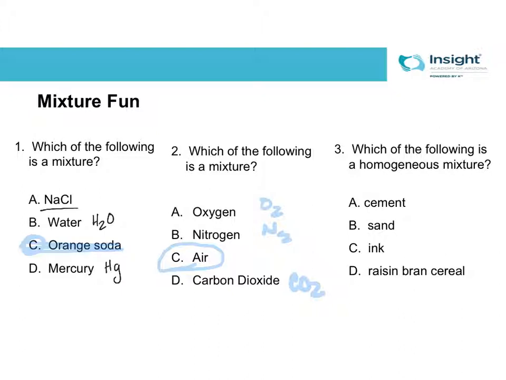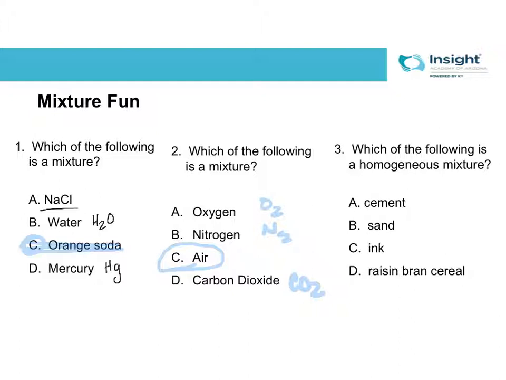And then which of the following is a homogeneous mixture? So homo means same, which means you're not going to be able to tell the different parts of what's in there. You're not going to be able to see them as being separate from each other. All right, so which one of these things is going to just look the same throughout?